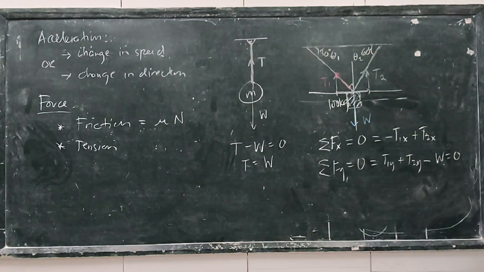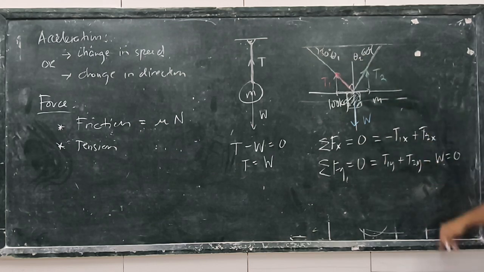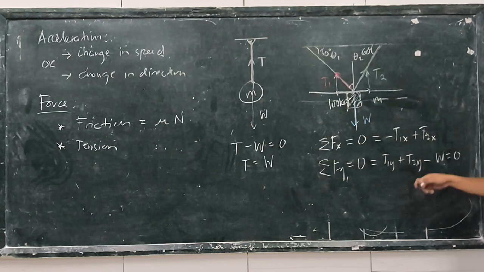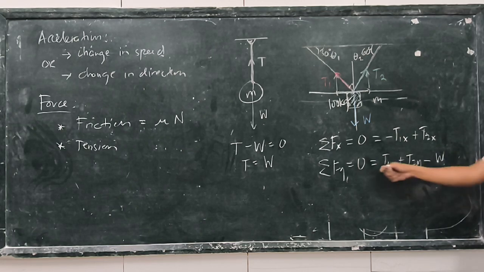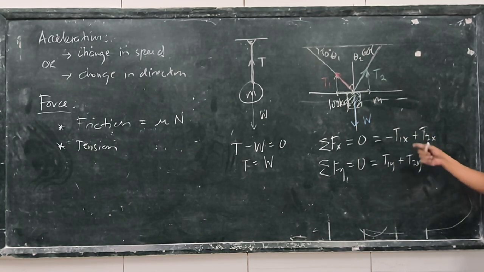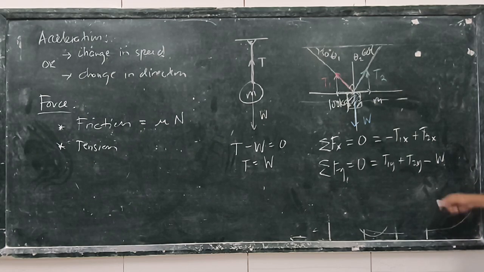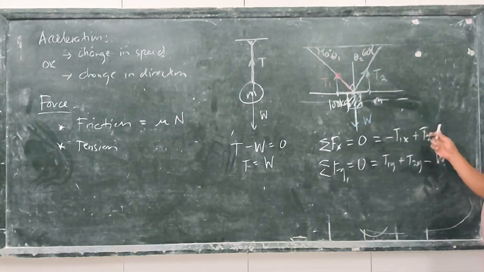Our answer should be in terms of the given. The given are the mass and the angles. Now, it seems that what we have are four unknowns: T1x, T2x, T1y, T2y. But of course, we can express T1x and T2x in terms of T1 and T2, right?